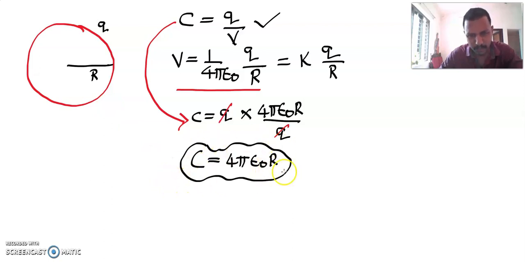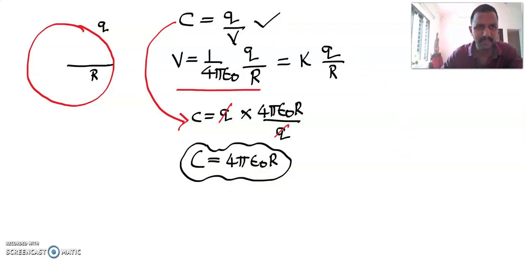And in this expression, is there Q? No. It doesn't depend upon the charge accumulated on the conductor. The capacitance is only depending upon the radius of the conductor. If you are increasing the radius of the conductor, the capacitance will also increase.